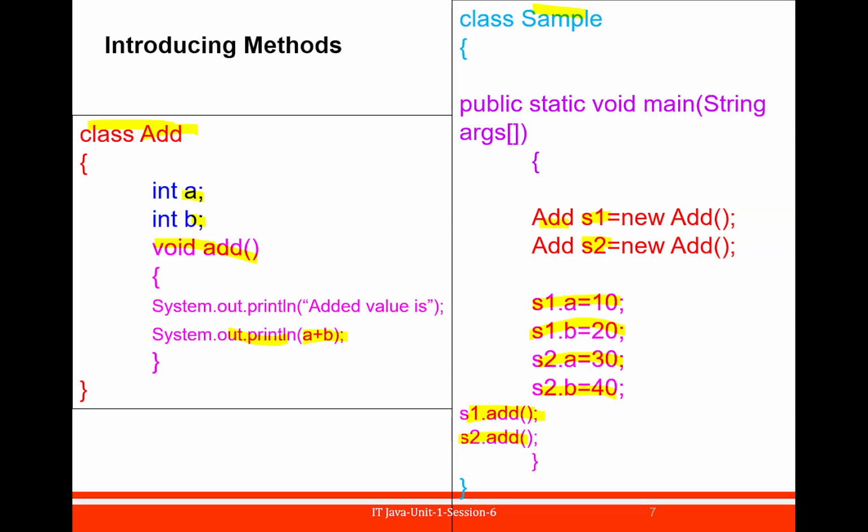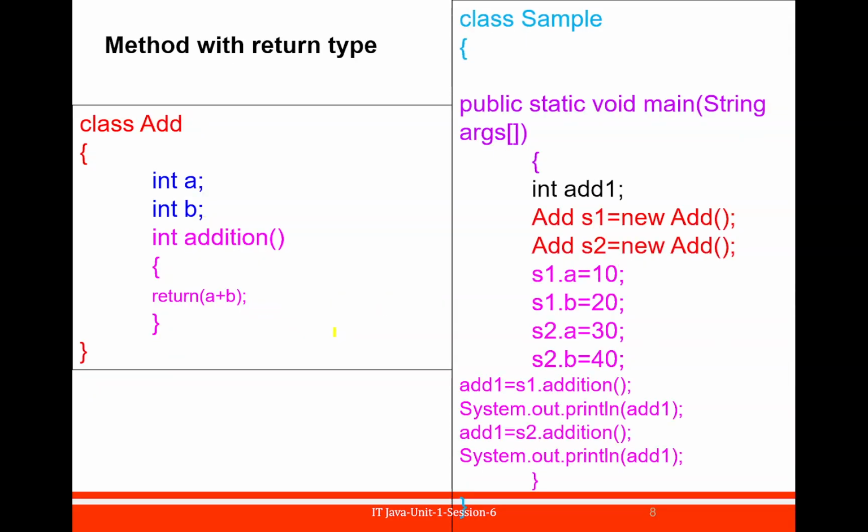And then next we call the add method using the second object. Using the second object, if we call the add method, then here the a and b values will be 30 and 40, so it prints 70. So in this example, we have introduced methods. We have used two objects, and using those two objects, we call the add method and we get two different addition values.